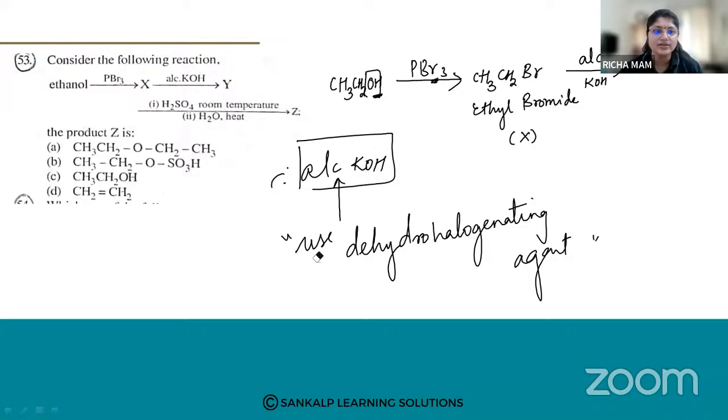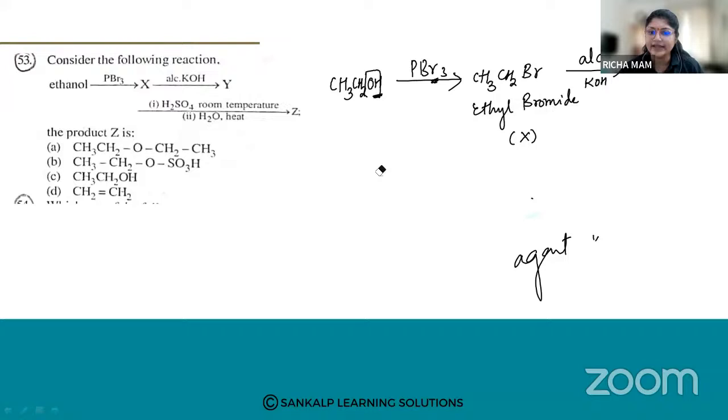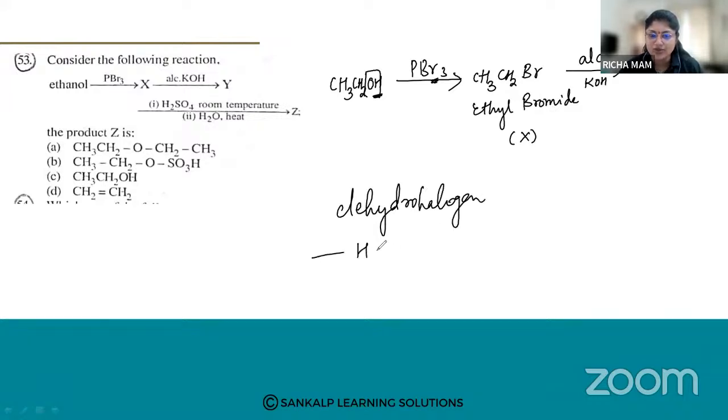So let us see how this reaction proceeds. Remember this, don't forget it from your CET point of view. Dehydro means what? Halogen means what? There is elimination of one hydrogen and one halide group, let us take it as X. So elimination of one hydrogen and one halide group is why it is called a dehydrohalogenating agent, alcoholic KOH.